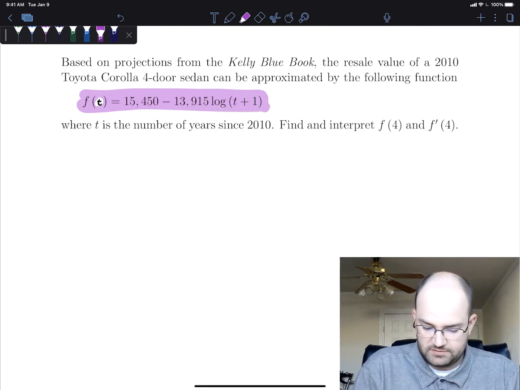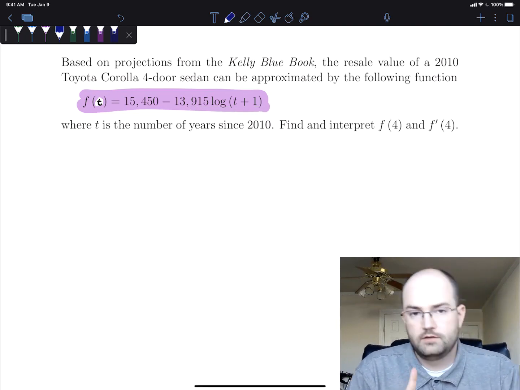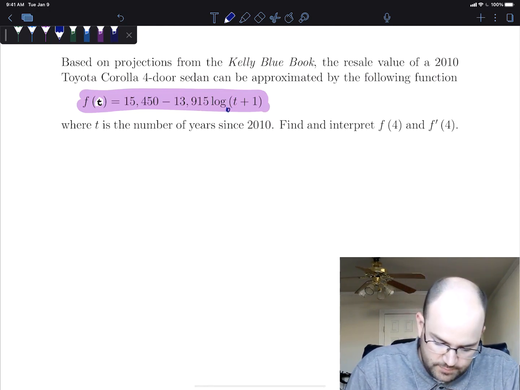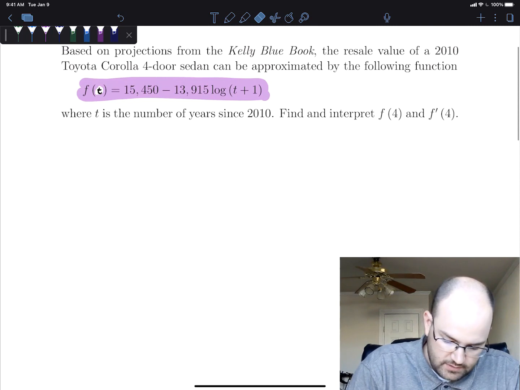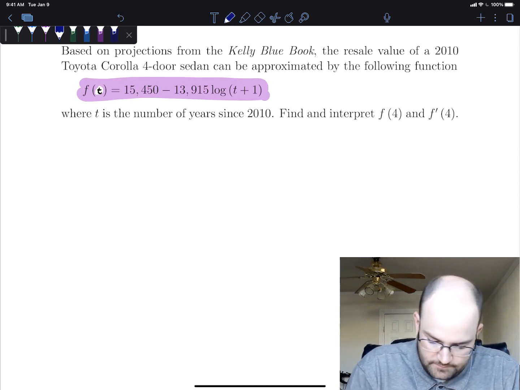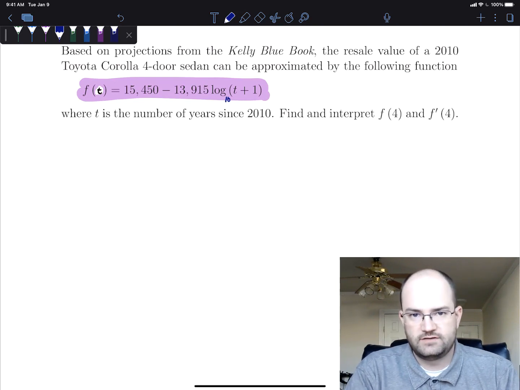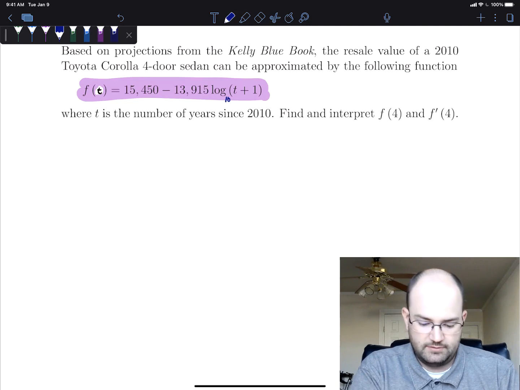Now, because this is log, that means log base 10. Remember, anytime you have a log written without a base, if it's not natural log, if it's just log with no base, then that base is 10. It's understood to be 10.